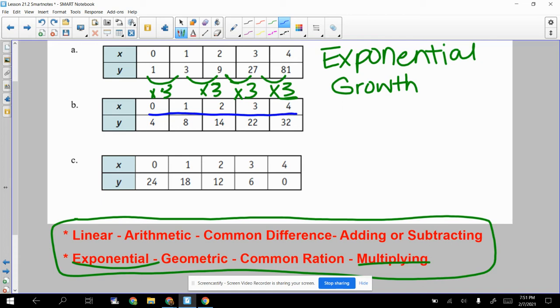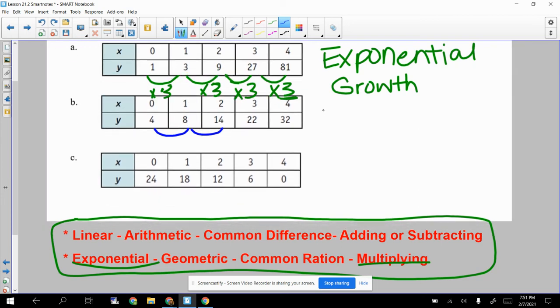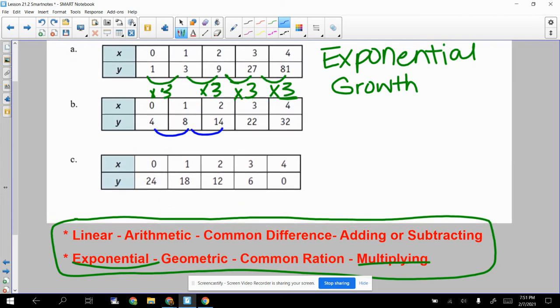These are, again, the x values just going up by 1 each time. But what's happening with these y values? From 4 to 8, again, that's either adding 4 or multiplying by 2. But then from 8 to 14, that is actually adding 6. So it's not adding a constant, and it's also not multiplying by 2. So this one would be an example of a neither type of problem, because we are not adding by a constant, nor are we multiplying by a constant each time. So this is a neither.